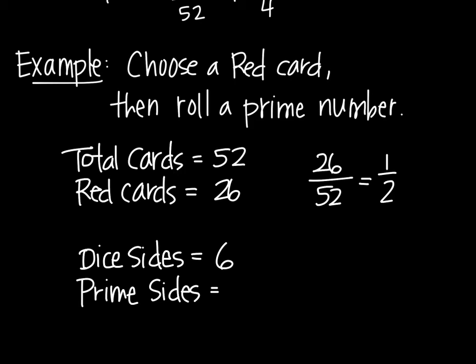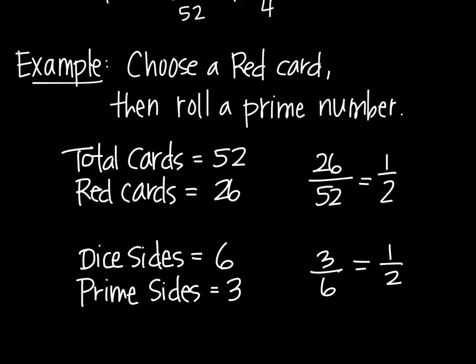2 and 3 and 5. Okay, why not 4? It's not a prime number. What about 6? Not a prime number. So how many of the sides are prime? 3. So that would be the probability, 3 out of 6, or also 1 out of 2.